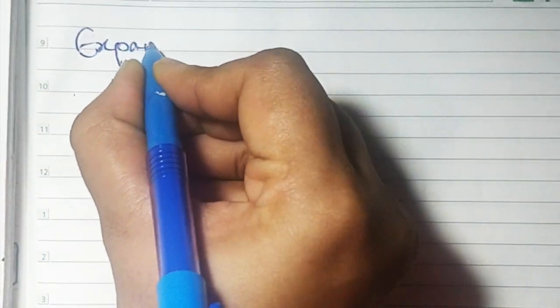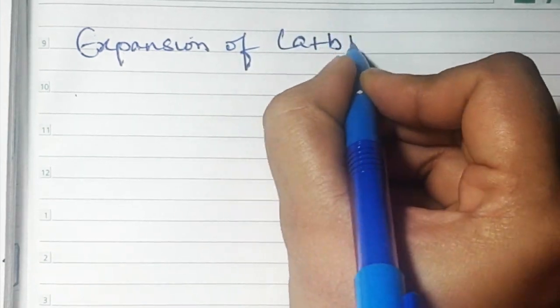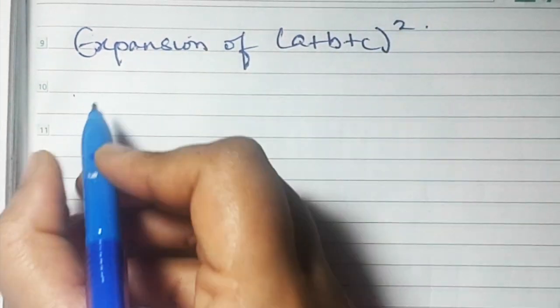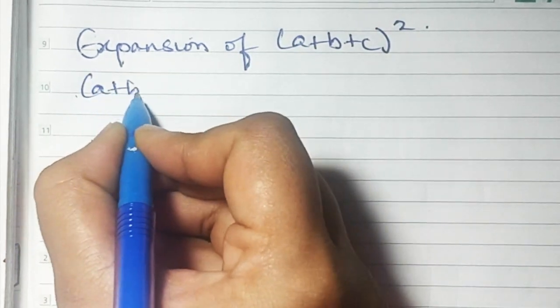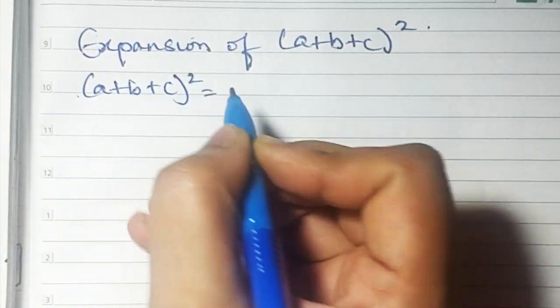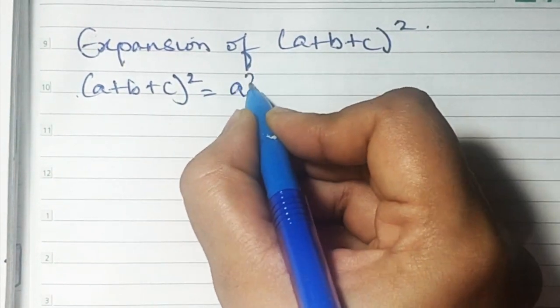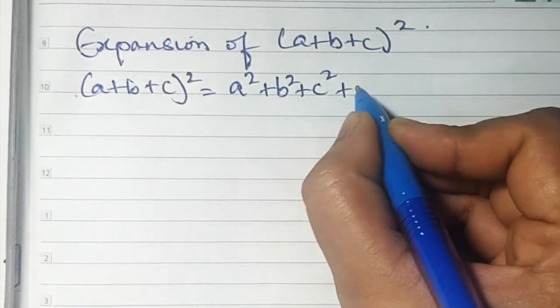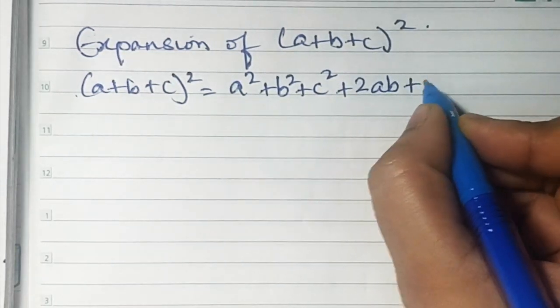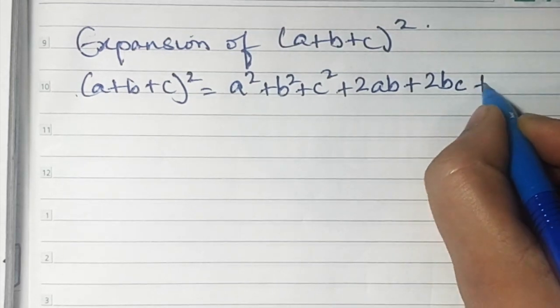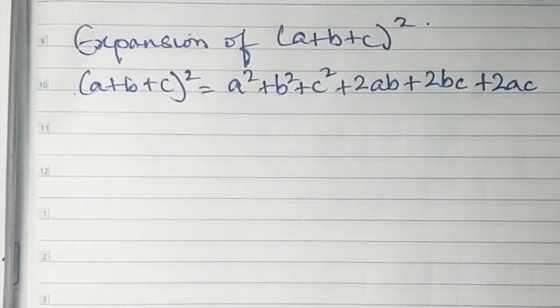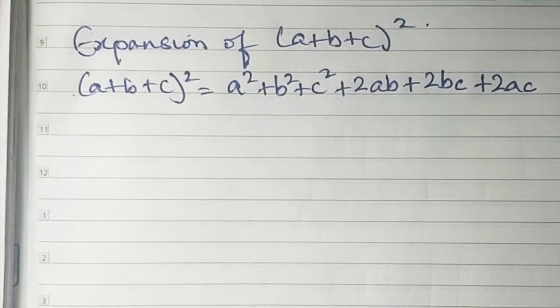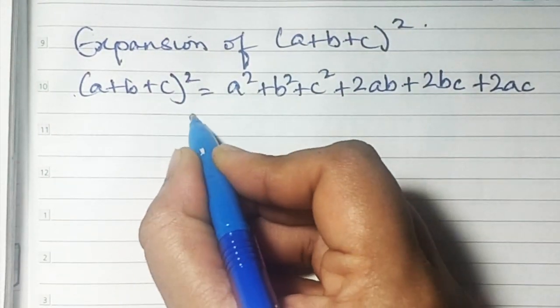Now we learn the expansion of (a plus b plus c) the whole square. The formula for (a plus b plus c) the whole square is a square plus b square plus c square plus 2ab plus 2bc plus 2ac. I'm going to use this formula and start solving our practice set.